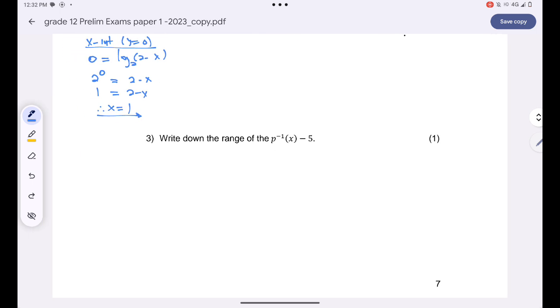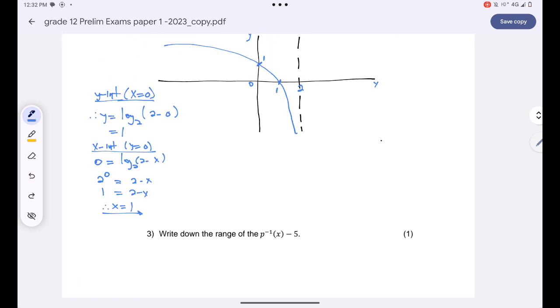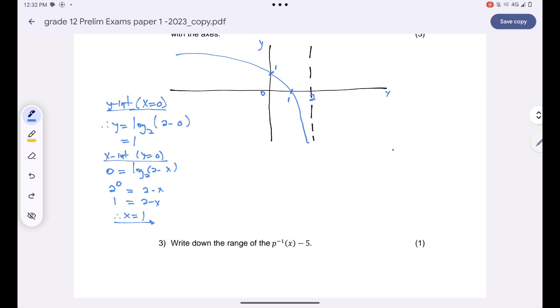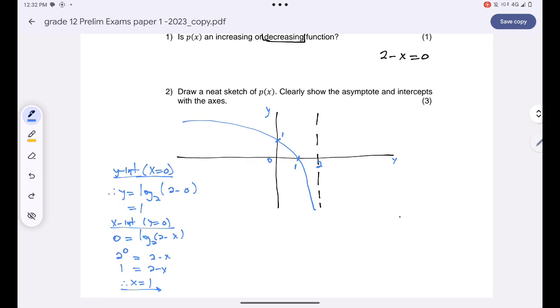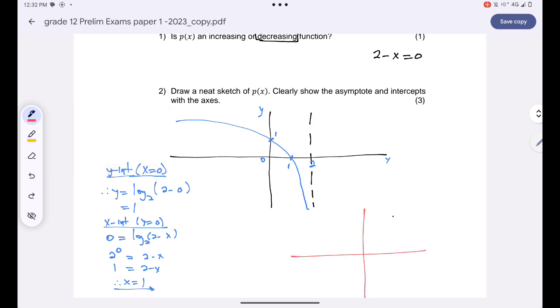Okay, and then I'm supposed to write down the range of p of x minus 1. Okay, first I must find the inverse before I translate it 5 units down. It's 1 mark, it's supposed to be easy. Okay, if ever, guys, I'm translating my inverse 5 units down, that means I must also translate the original graph 5 units to the left as well. Are you together? If ever I do that, the new graph will simply be like this.